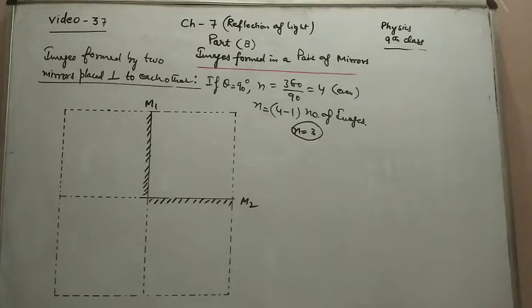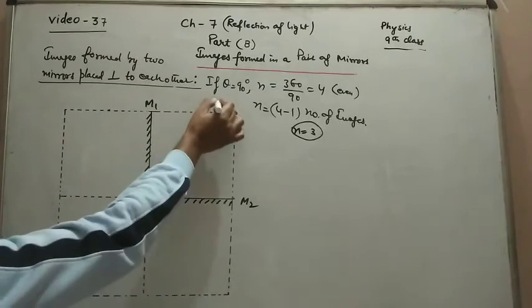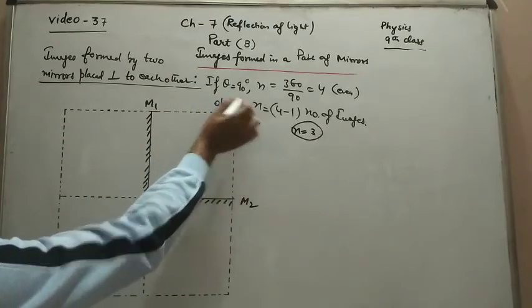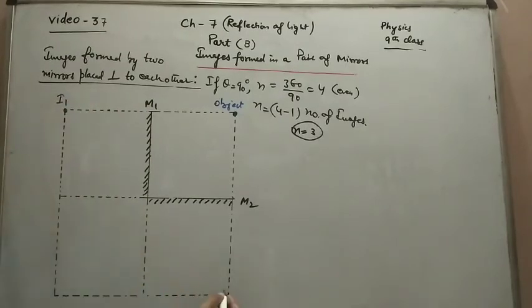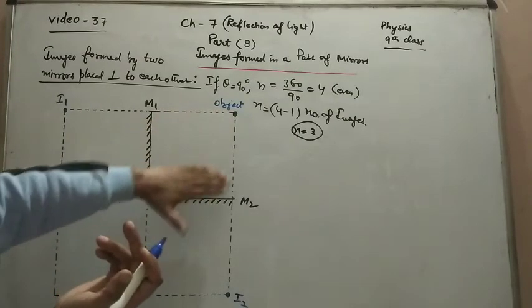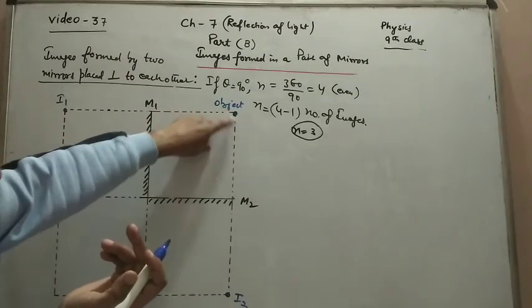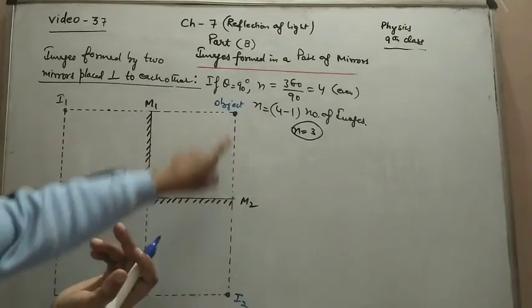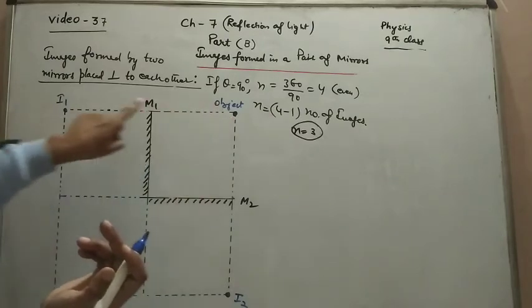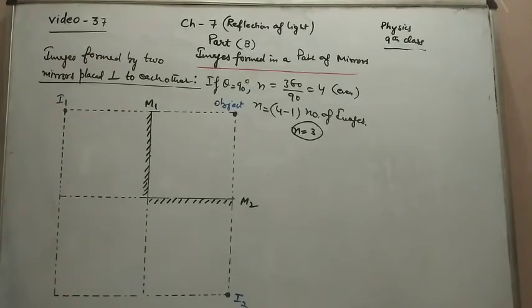Now suppose this is the object, here is the object. One of the images you will get over here, that is I1, and another image you will get over here, that is I2, as we have done earlier. In front of the mirror M2 you will get one of the images. This is the object, and just behind that you will get the virtual image of this. This is the mirror, so this will help I1 to form, but it is also acting as a virtual mirror, forming a virtual image.